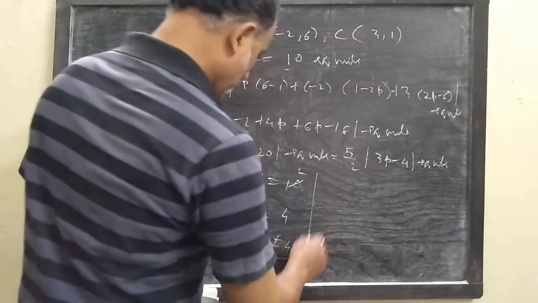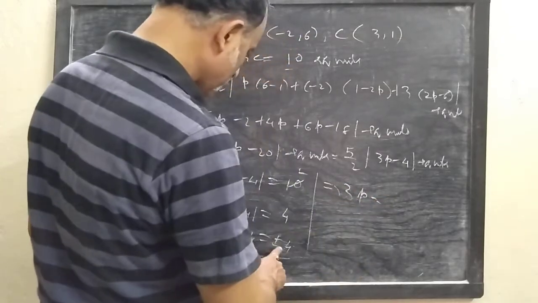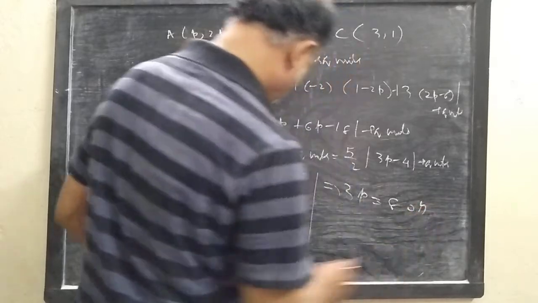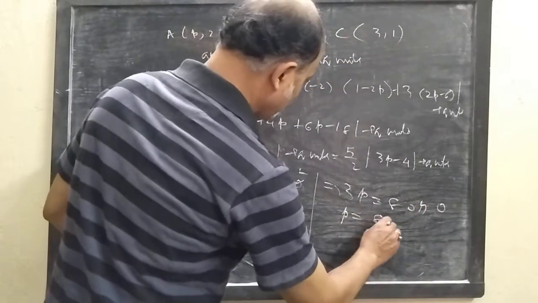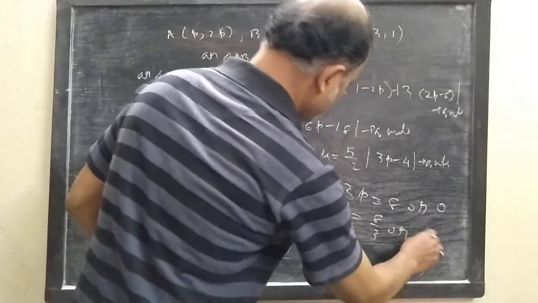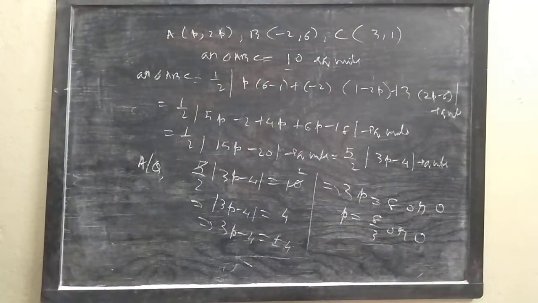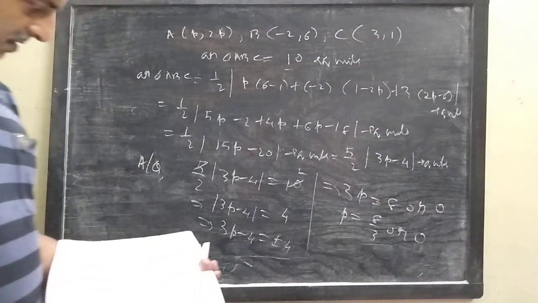Remember this. That implies 3p equals, when you are considering plus 4, this will be 8, or when you are considering minus 4, this will be 0. So your p will be 8 by 3 or 0. So you get two values of p, one is 0, another is 8 by 3. Now take a homework like this.